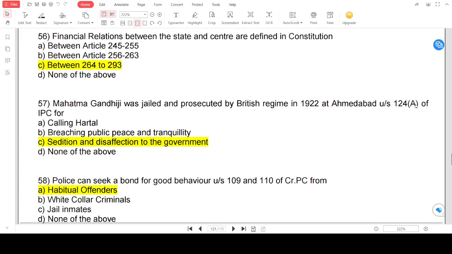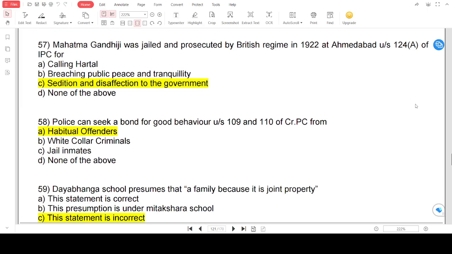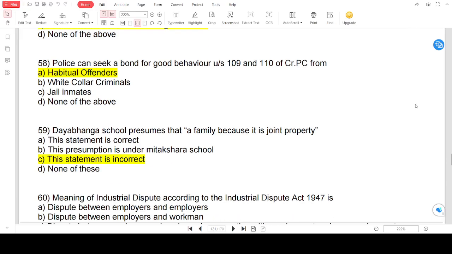Mahatma Gandhi was jailed and prosecuted by the British regime in 1922 at Ahmedabad under Section 124A of the IPC for sedition and disaffection to the government. Police can seek a bond for good behavior under Sections 109-110 of CrPC from habitual offenders. The Dayabhaga school presumes that a family is a joint property.